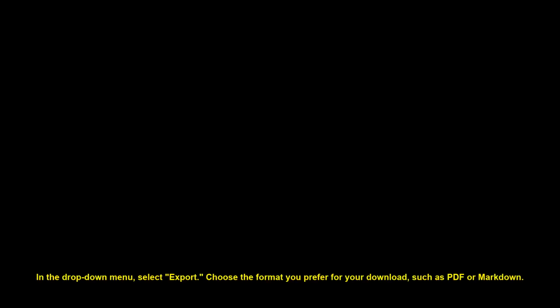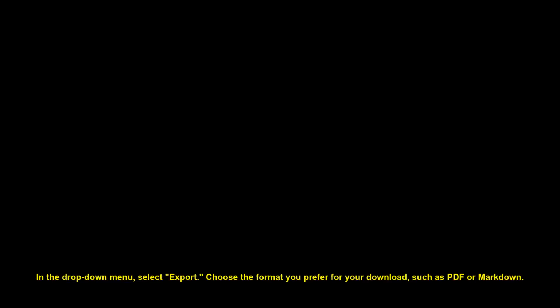Navigate to the page containing your project portfolio artifacts. Identify the specific artifact you want to download. Click on the three dots in the upper right corner of the page. In the drop-down menu, select Export.